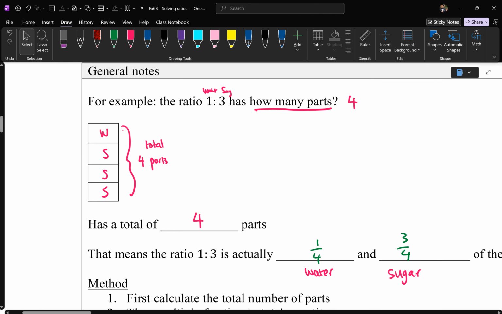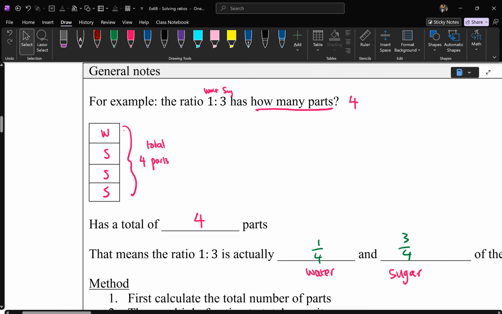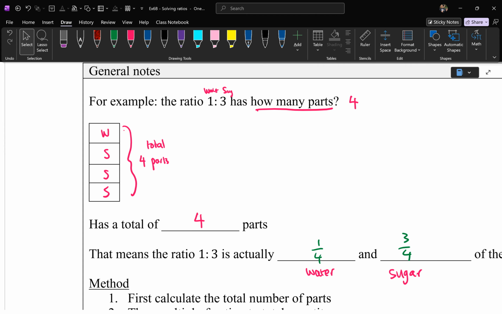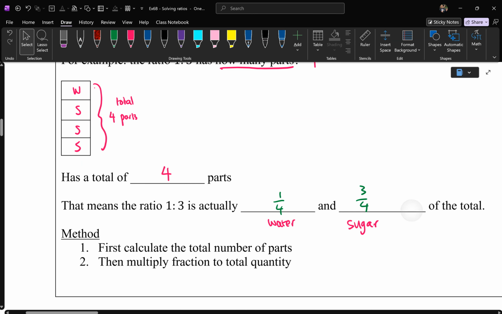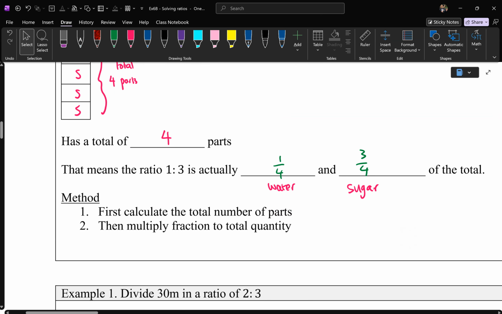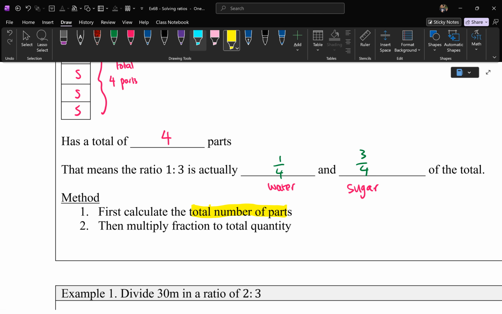So 1-to-3 ratio means this number 1 is going to be 1/4 of the total. And that's going to be 3/4 of the total. Here's the method. If you didn't understand what I was trying to explain, then you can memorize the steps here. The method is, first, calculate the total number of parts. And then number 2, multiply the fraction to the total. And that will give you the actual quantity.